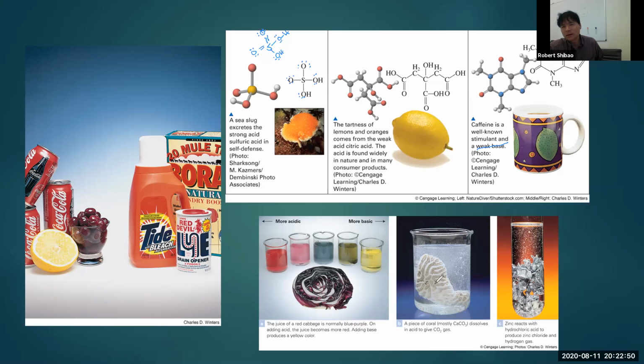Coral, this was dead coral, but coral is mostly calcium carbonate, and calcium carbonate reacts with acids to form CO2 gas. It makes carbonic acid, which decomposes. So one of the properties of acids is it'll react with bases, react with carbonates. Carbonate's a base here.